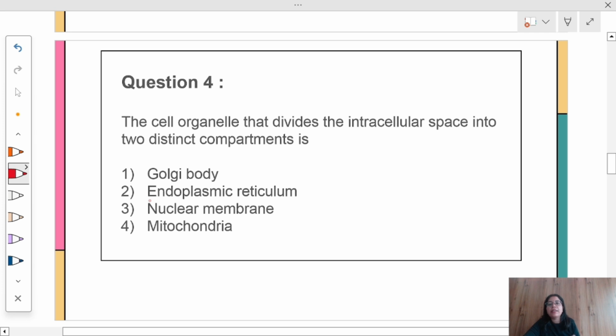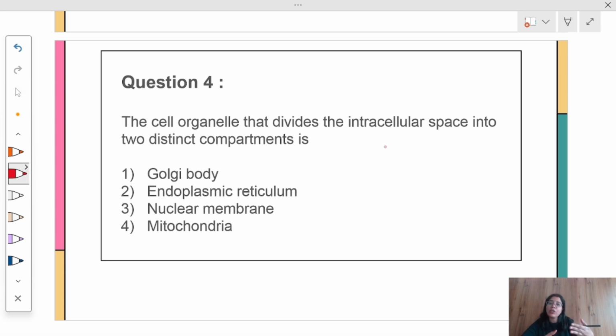Question number 4. The cell organelle that divides the intracellular space into two distinct compartments is: first option Golgi body, second endoplasmic reticulum, third nuclear membrane, and fourth mitochondria. So which is that specific cell organelle which divides the space inside the cell? Intracellular space means space inside the cell, extracellular space means outside the cell. Another meaning you should remember is that it is cytoplasm also. That cytoplasm is further divided into distinct compartments by which cell organelle? Here the answer as per NCERT is endoplasmic reticulum.